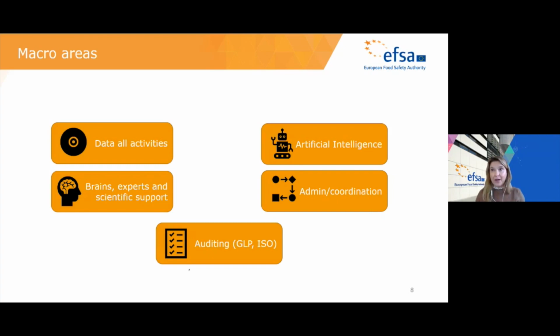So the 5 areas are all activities related to data, artificial intelligence, experts and scientific support, administration, coordination, and auditing. And now let's have a closer look at those micro areas, and I will hand it over to my colleague, Tom Mavis. Thank you very much.